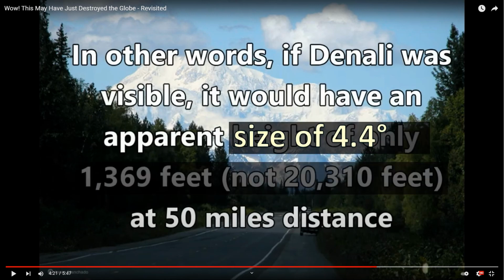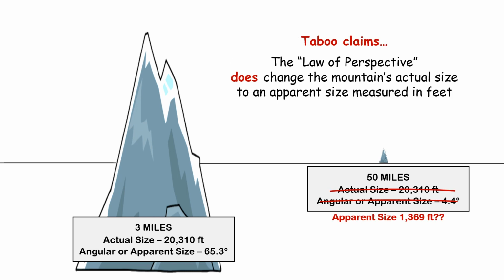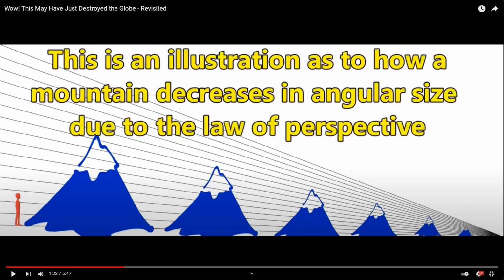Well, the truth is that at 50 miles, Denali would have an apparent size of 4.4 degrees. Again, the law of perspective does not change the mountain's actual size with distance, only the angular size changes. So let's be honest, Taboo really has no idea how the law of perspective works. And most likely, this is the basis of his confusion, the flat Earth orthographic perspective view.